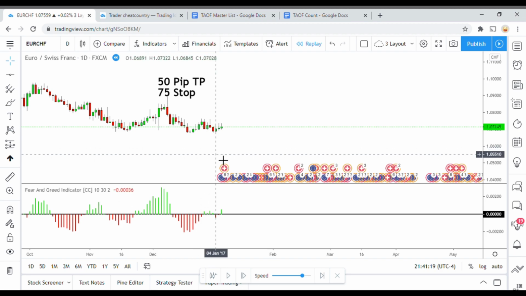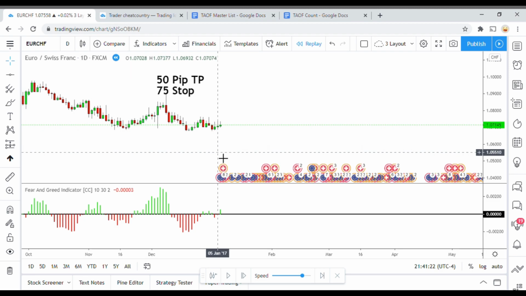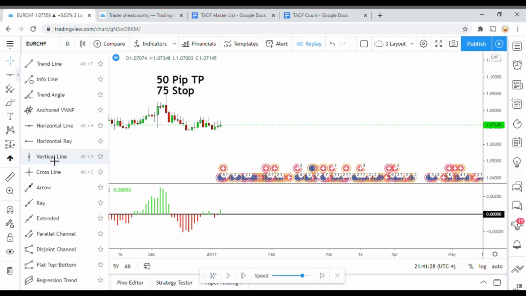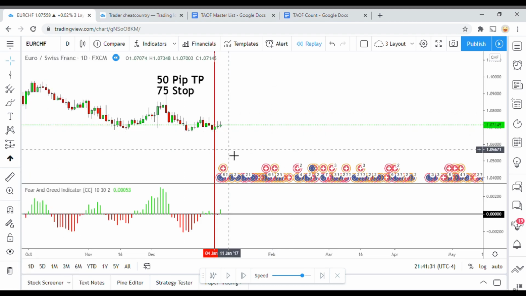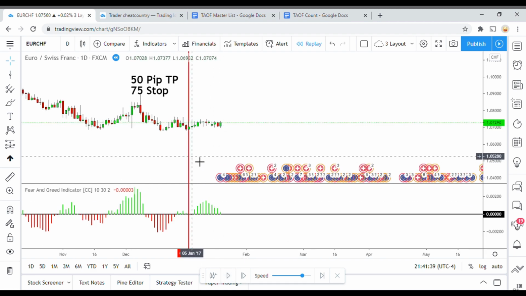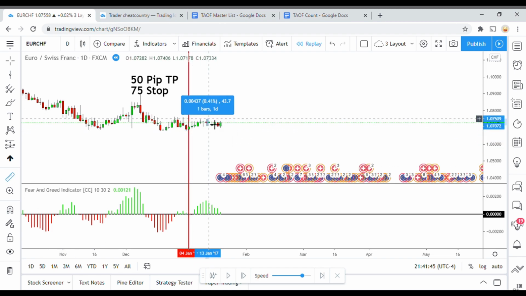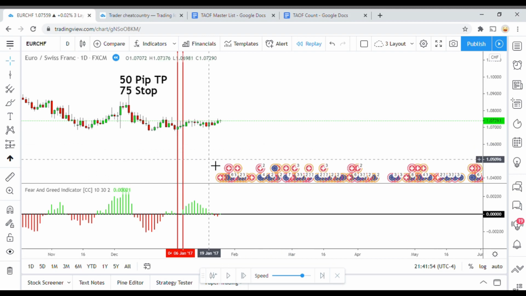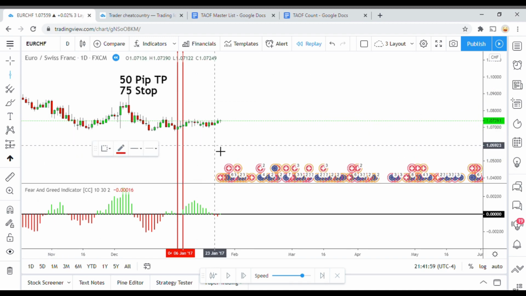Let's see. So we get our first cross right here. It's a short signal, and unfortunately, almost immediately gets stopped out as the histogram pops back up to the upside for a long signal. Happens right here on this one, and has not yet given us take profit, so let's play it out. And that one takes a loss as well because it never makes it there. Those are short here on us.